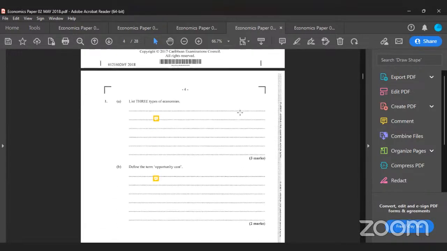So this time they ask us, again, they always ask us to list something. We've gotten used to that by now. They always ask us to list or to define something, right? Now they asked us to list the 3 types of economies. And we know that the 3 types of economies are the free market economy, the planned economy, and the mixed economy. And Jamaica is a heavily mixed economy.